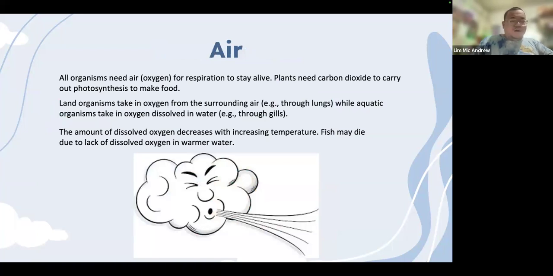Air. All organisms need air or oxygen to survive. Plants need carbon dioxide to carry out photosynthesis. So air is a very important component in the environment that all living things need to survive, be it oxygen or carbon dioxide. We humans need oxygen. The plant, oh yes, Sarah.